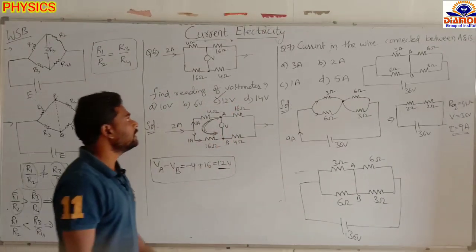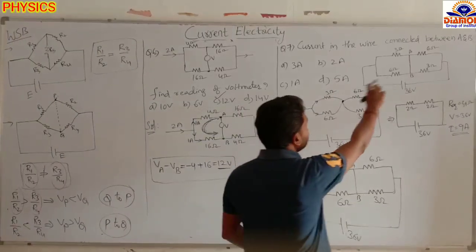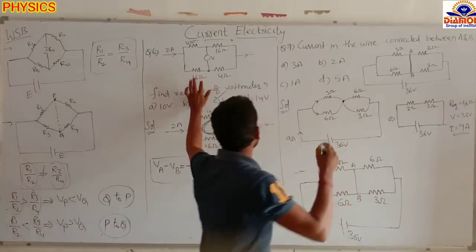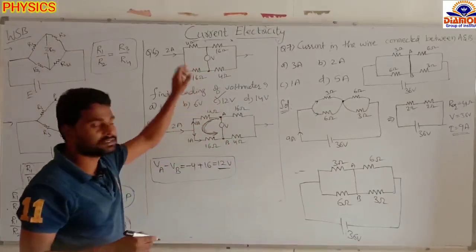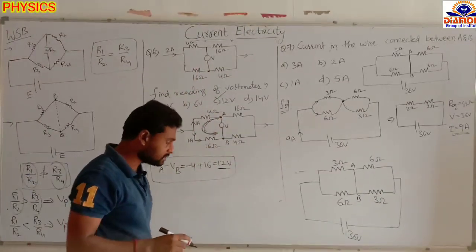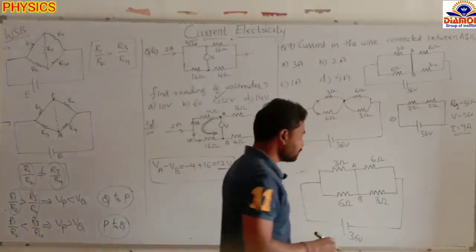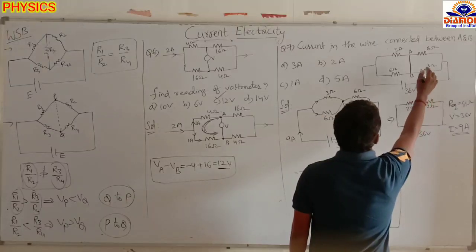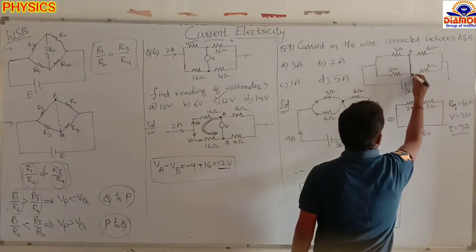Do it like this. And the next question is the current in the wire connected between A and B. Here a wire is connected. In the previous question, a voltmeter was connected, and the voltmeter offers some resistance. Okay, here a wire is there, and they are asking for the current flowing through this wire. What is the current flowing through this wire?